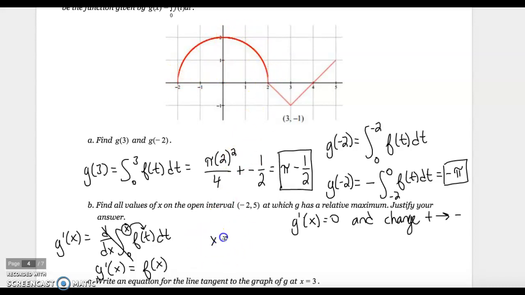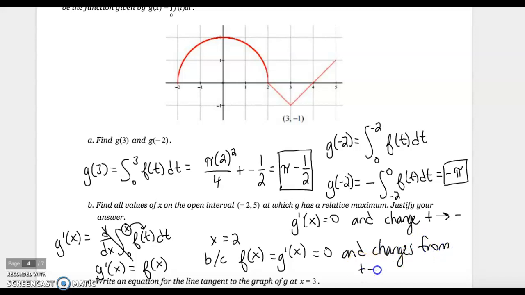So at x equals 2, because f of x, and because I wrote this part, you don't necessarily need to write it again in the justification, right? I know that f of x and g prime of x are equal. So because f of x, if you want to write it, equals g prime of x, and equals 0 and changes from positive to negative.